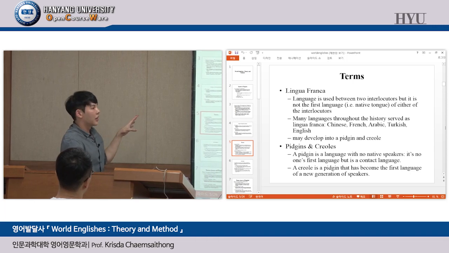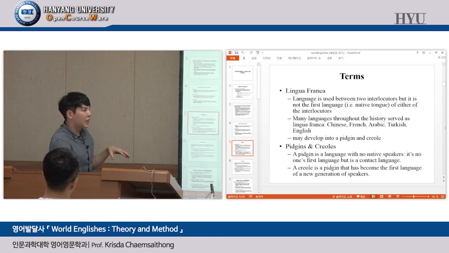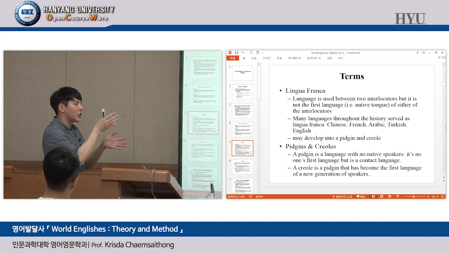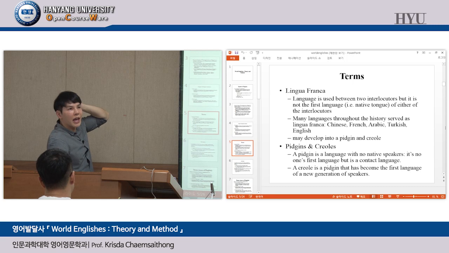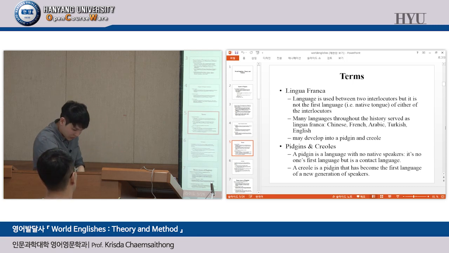So that's a pidgin. However, when a pidgin becomes the first language of a new generation, so after time passes and after many people adopt that pidgin that arises out of contact, right? When it becomes a real language that a younger generation of speakers adopt, then we call that a Creole, right? Okay? So a Creole is a pidgin that becomes a real language of the later generation.